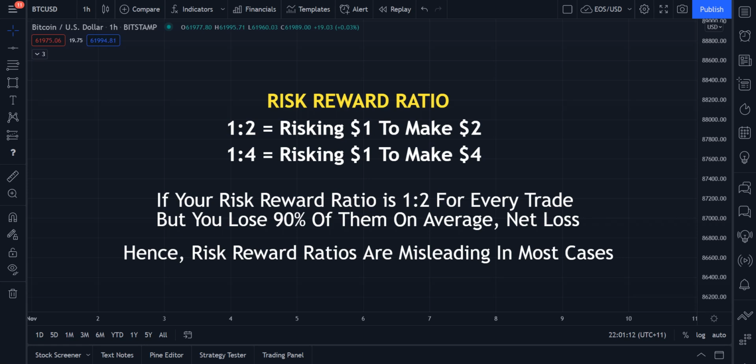This was a requested video on my Telegram group, and I want to talk about risk-reward ratio in this video just briefly. There's not really too much to cover, but I do want to talk about it, and this is the actual mathematics behind risk-reward ratio. For example, 1:2 essentially means risking $1 to make $2, 1:4 means risking $1 to make $4. Obviously, you could do 1:16, which means risking $1 to make $16.